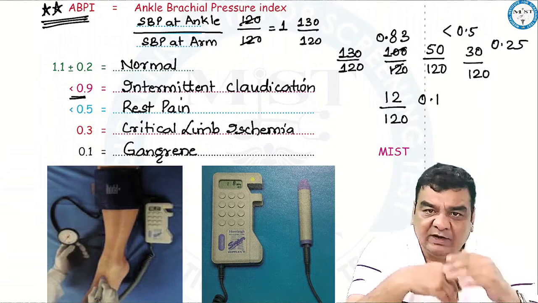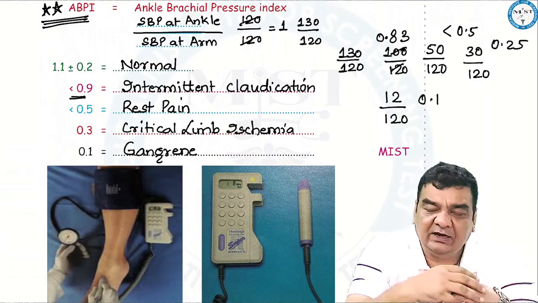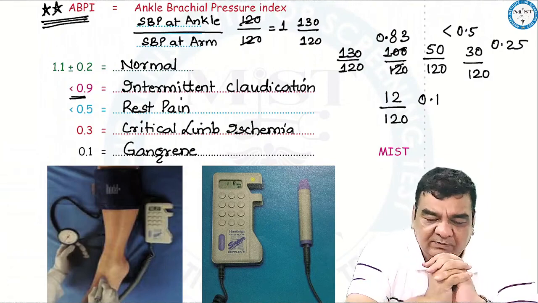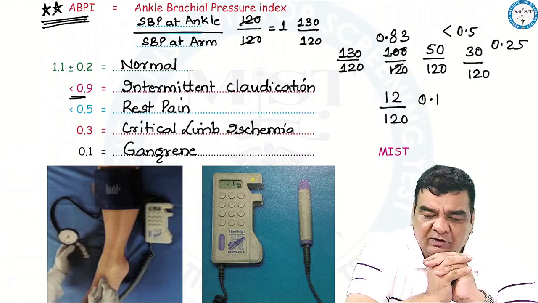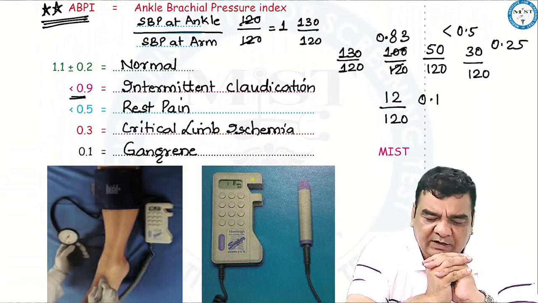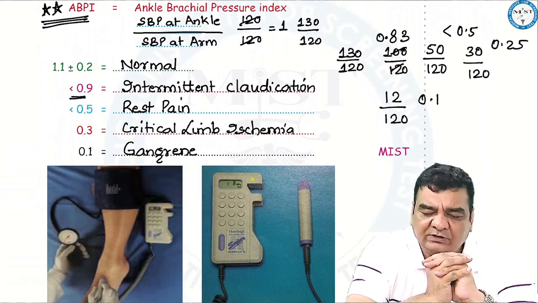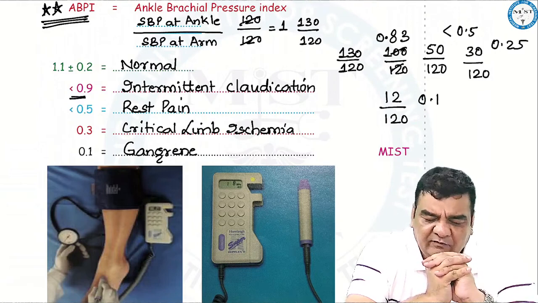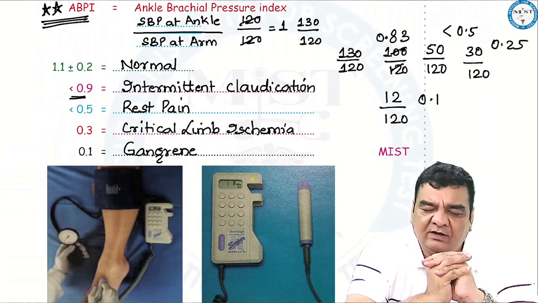Right? So let us learn this ABPI. What is ABPI? This is a ratio of systolic pressure at the ankle to systolic pressure at the arm. 1.1 plus minus 0.2 is normal. Less than 0.9, intermittent claudication. Less than 0.5, rest pain. 0.3, critical limb ischemia. 0.1, gangrene.